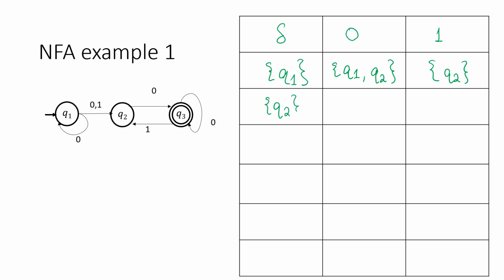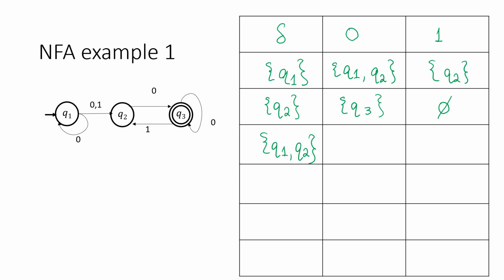Q2 we've kind of seen before, I just put some brackets around it. But now, a new state that I have is the set Q1, comma, Q2. All right, let's continue building up. So from Q2, if I follow the 0, the only state I can get to, it looks like, is Q3. And from Q2 on 1, it doesn't look like I can get anywhere.